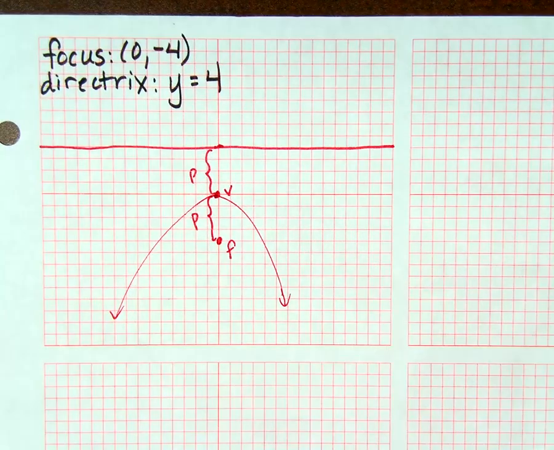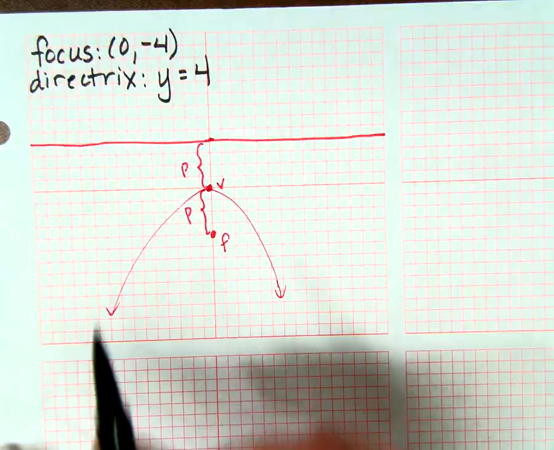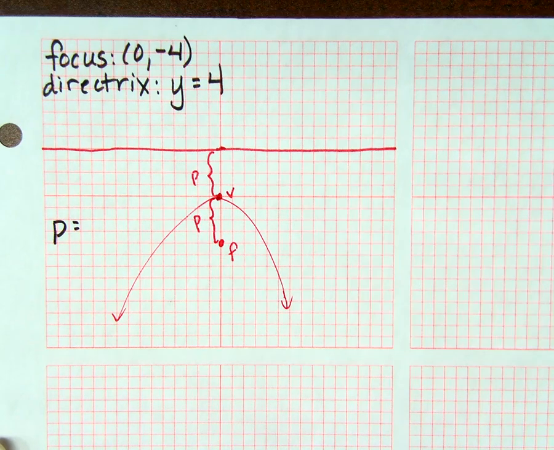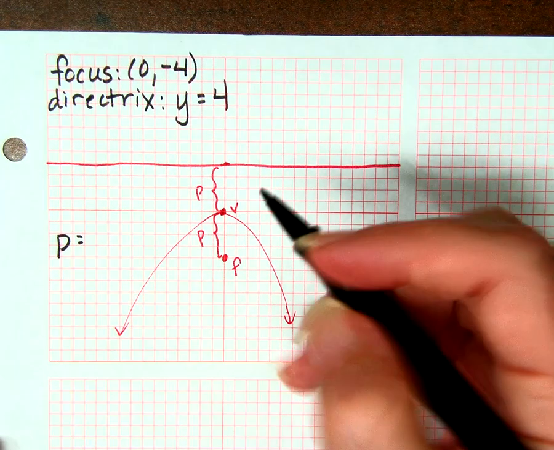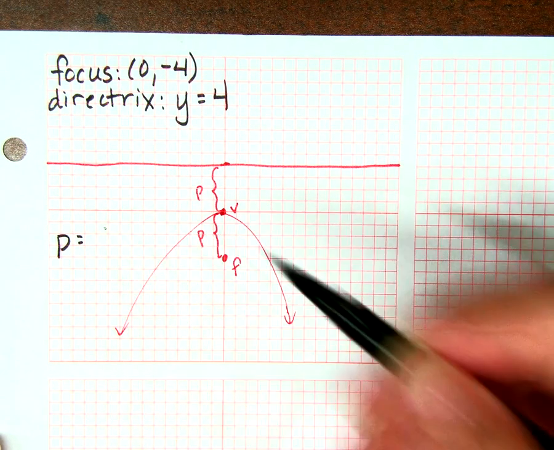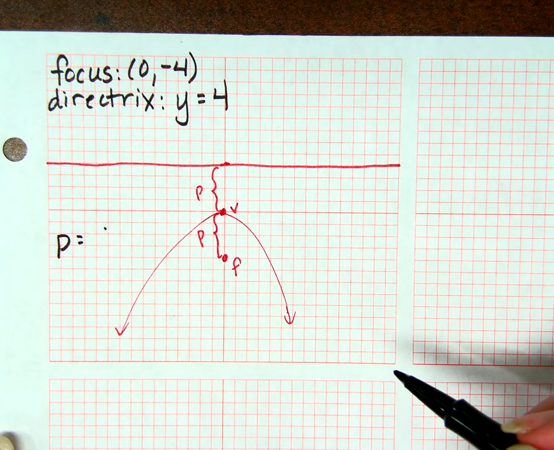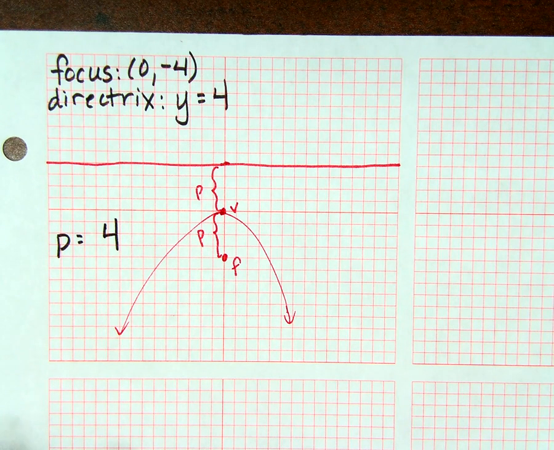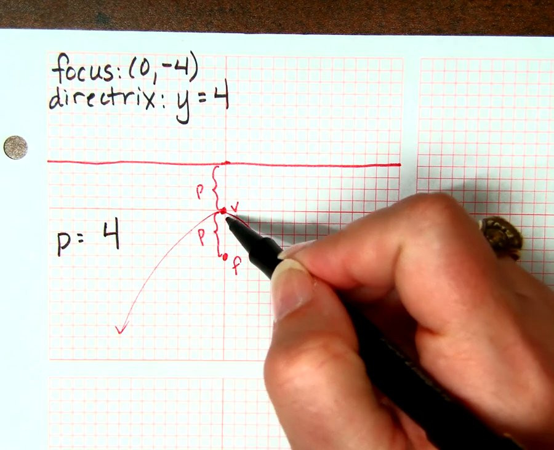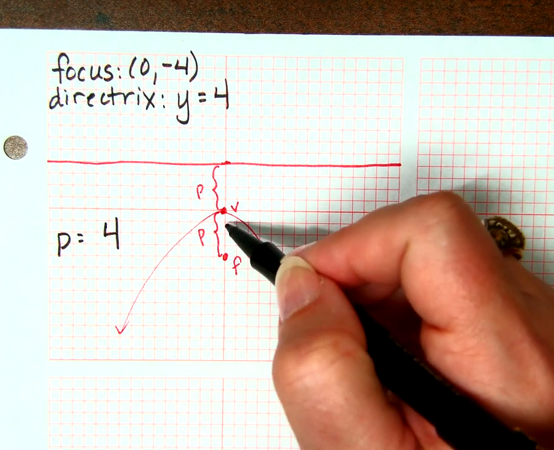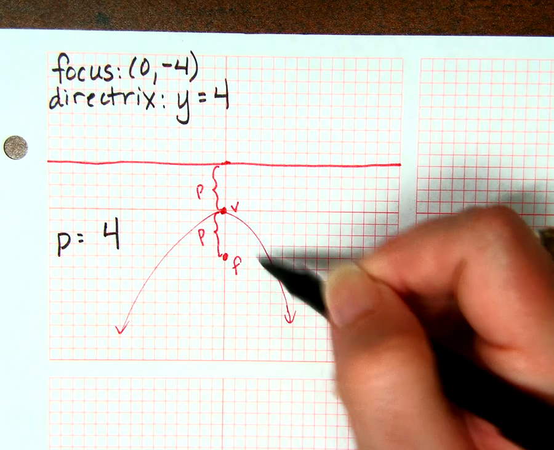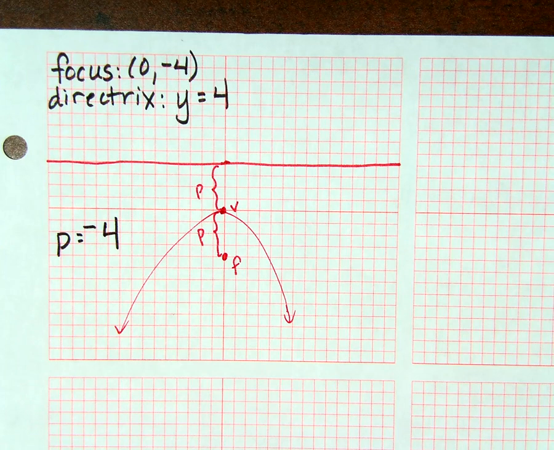So if I want the equation of this parabola, I've got to know the value of p. What is it? I agree with you if you say 4. I agree with you if you say -4 for several reasons. p is a distance, isn't it? So it can't be negative. But we know that this opens down. So we kind of need to say it's -4.